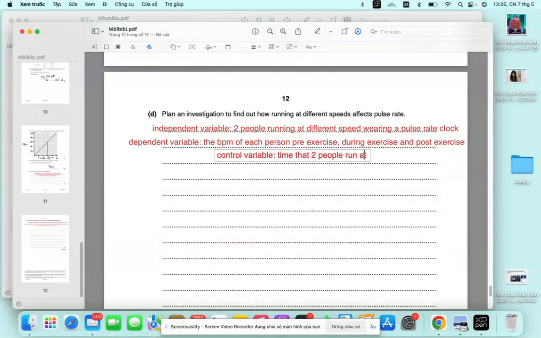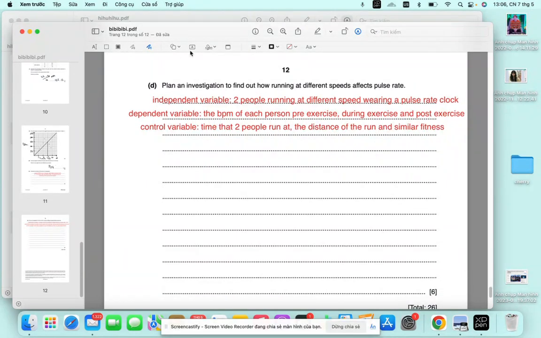We have to have a solid amount of time people run, the distance of the run, and we also have to make sure that they have similar fitness, because we can't have an old person and a young person race against each other. These are the 3 things I could think of.